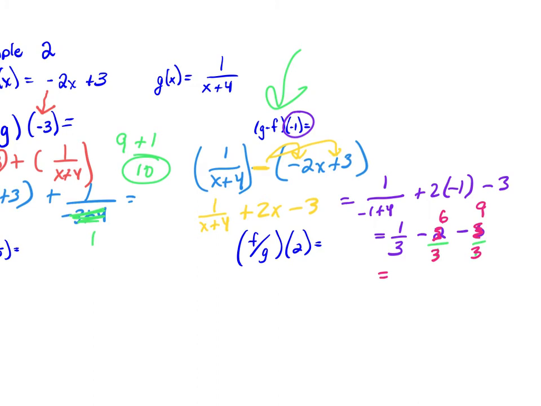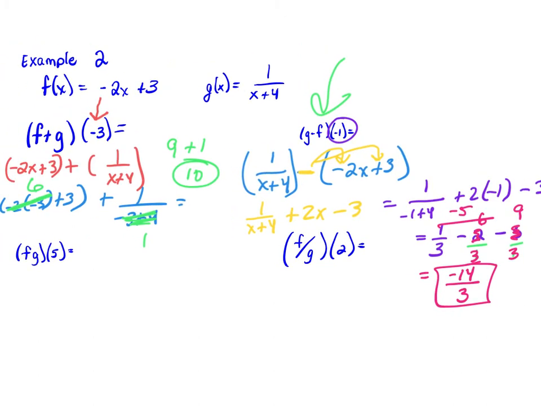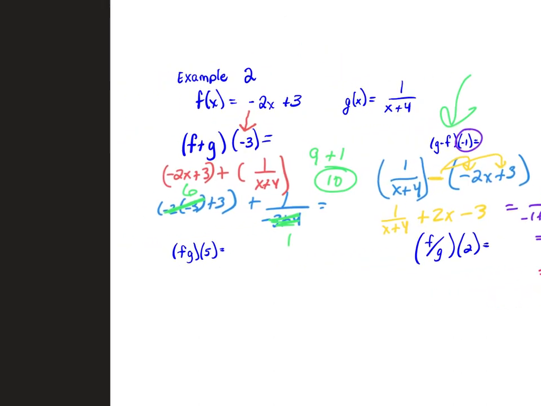So now just work left to right. What's 1 minus 6? Negative 5 minus 9 gives me negative 14. Questions? You guys okay?